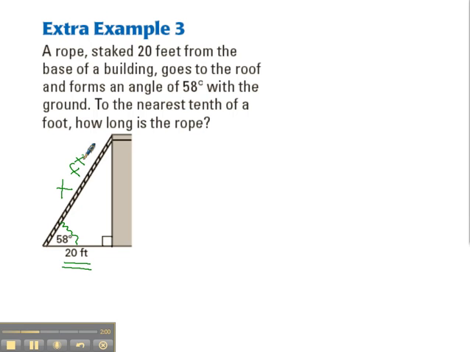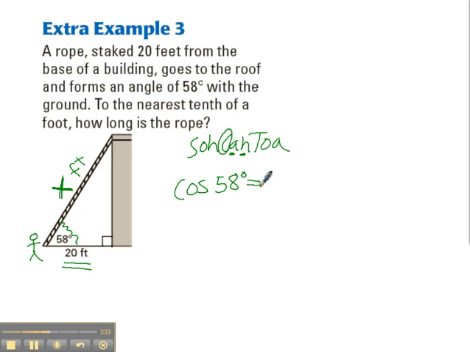We are given a hypotenuse. We're given an adjacent side to where my angle is. So I'm going to write SOHCAHTOA. And I'm going to say, okay, let's see. I have the adjacent side and I have the hypotenuse. Here's adjacent, here's hypotenuse. So I'm going to use cosine, and I'm going to say cosine of 58 degrees is the adjacent 20 over my x.